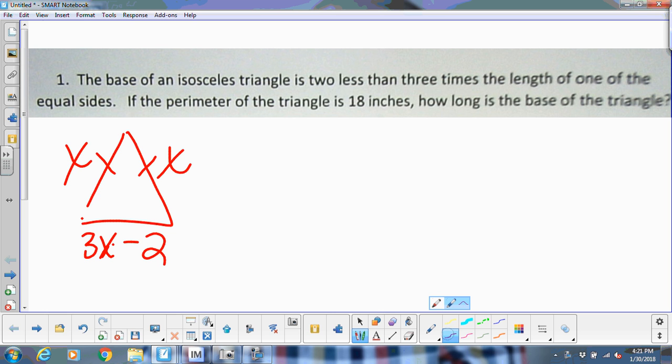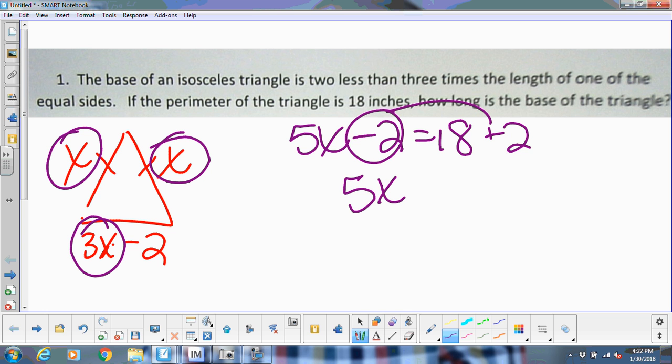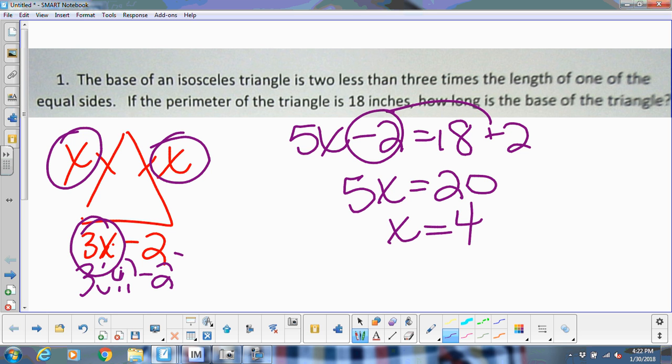All right, it gives me the perimeter, which is 18, so I'm going to add all this up. 1, 2, 3, 4, 5x minus 2 is going to equal 18. From here it becomes a two-step equation, and x equals 4. But they didn't want the equal sides, they wanted the base, so we're going to have to plug that in. So 3 times 4 minus 2 is going to give me 12 minus 2, which is 10.